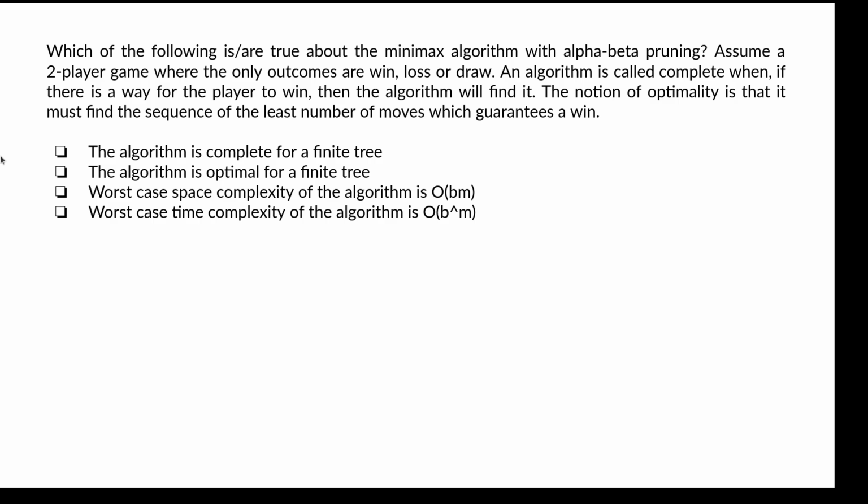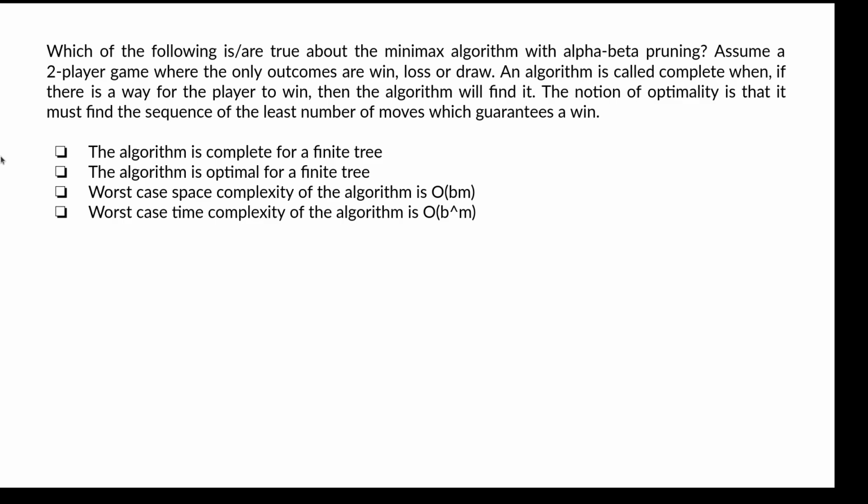The notion of optimality is that it must find the sequence of least number of moves which leads to the win. It's not only about winning and finding a solution, but that solution should be optimal. Optimality in terms of finding the sequence of least number of moves, minimizing how many moves you take. So these are the two notions. The first is completeness, meaning if there is a solution, it will find it. Optimality means every time, if a solution exists, it will find it, and that too the optimal solution, in the minimum number of moves.